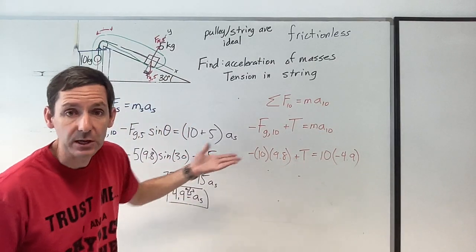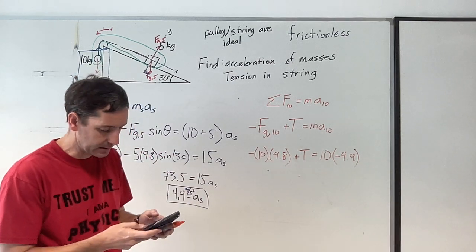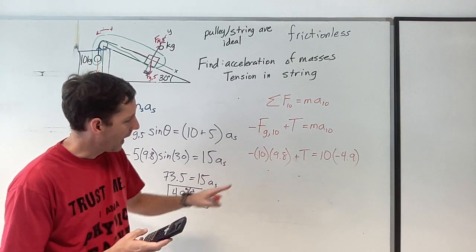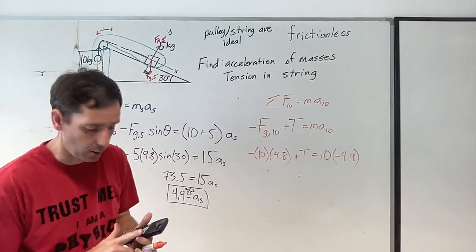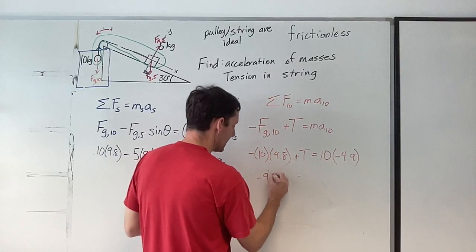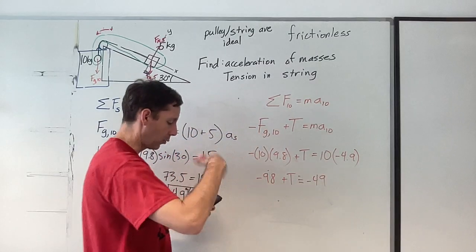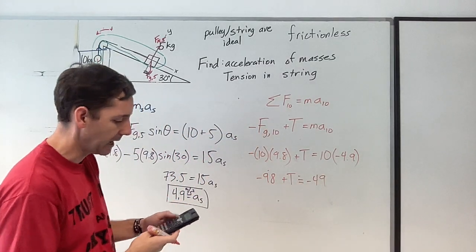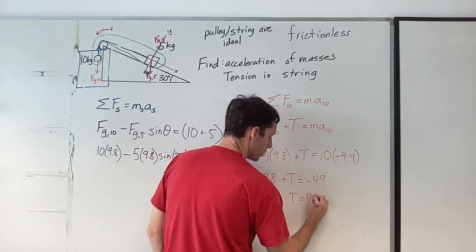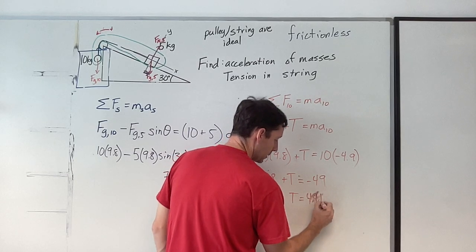All right? From this point, you can tell all we have to do is solve for the T. So I'm going to go 10 times negative 4.9. And then I'm going to do 10 times 9.8. So I guess I didn't really need my calculator for that, sorry. So negative 98 plus T equals negative 49. And then I will add the 98 to the other side, which of course is 49. And so I would get that my tension is equal to 49 newtons.